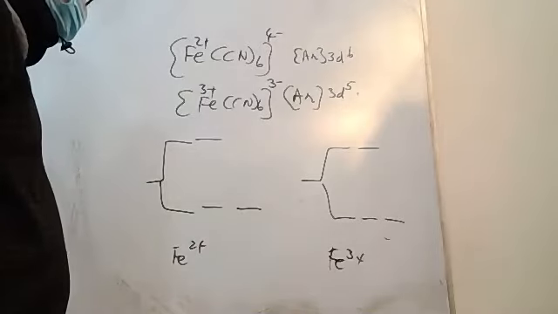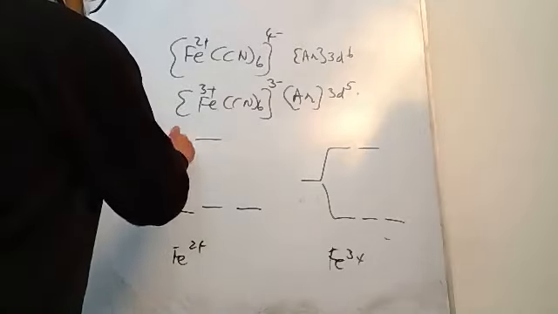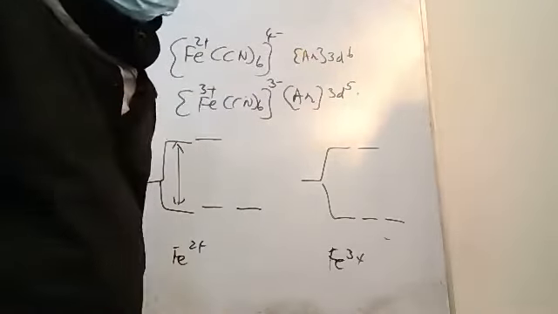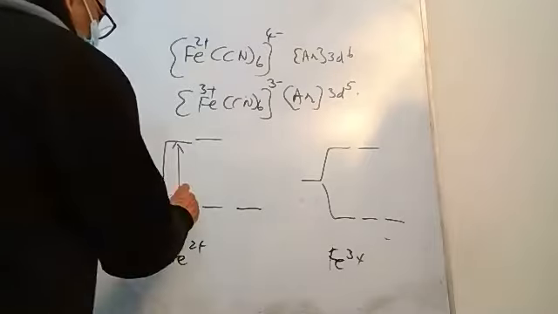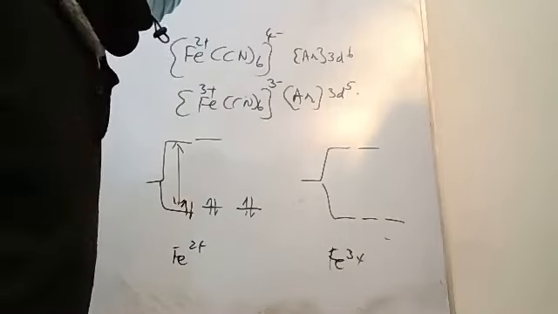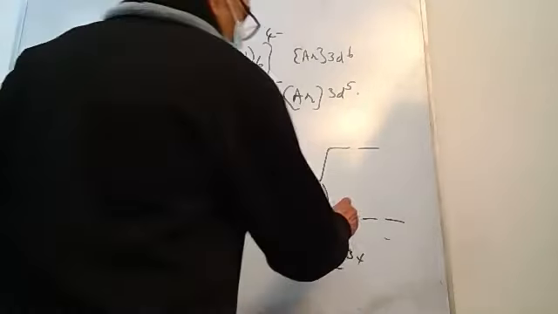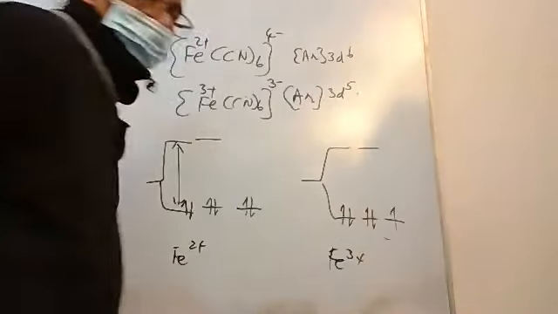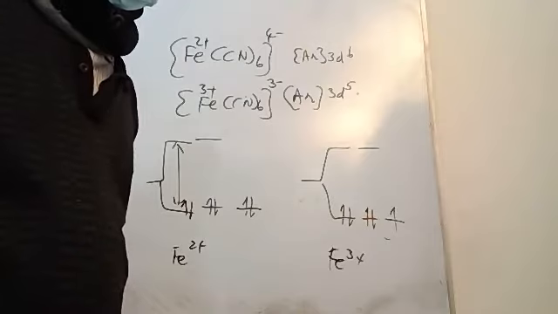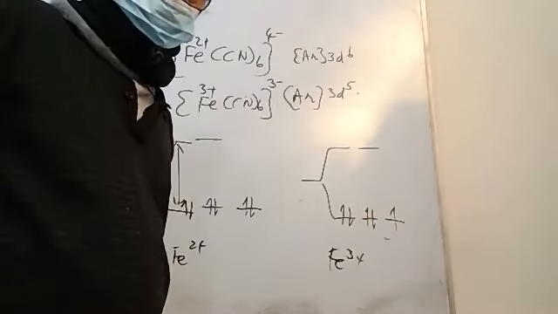So what happens in iron 2+? The crystal field stabilization energy is very large because it's cyanide, a strong field ligand. Iron 2+ has 6 electrons, so all 6 electrons have to go into the t2g. No electrons in the eg. If you look at iron 3+, you have only 5. Again, it's a strong field ligand, so there is going to be 1 unpaired electron here. Right? So from rule number 4, which one will be inert?